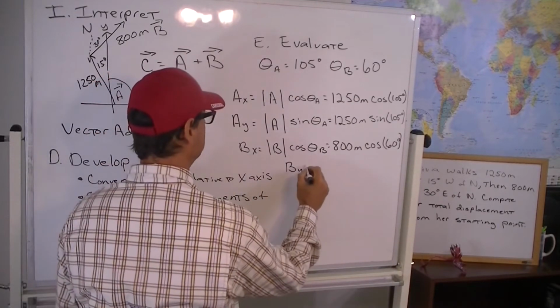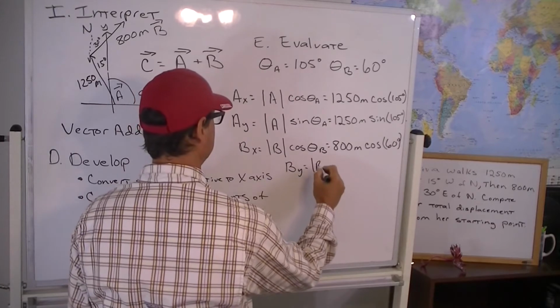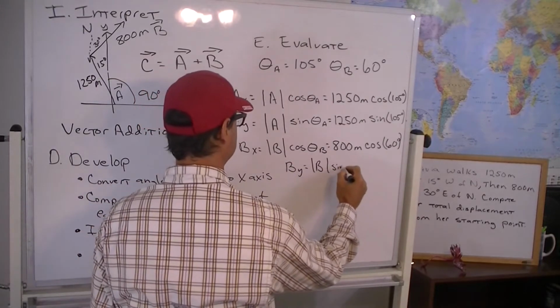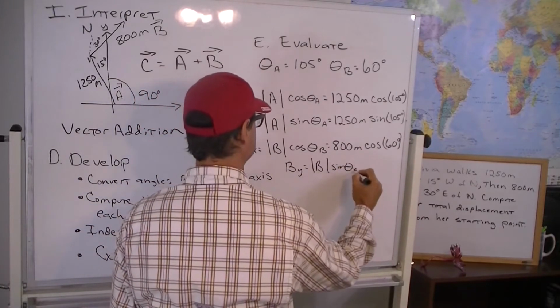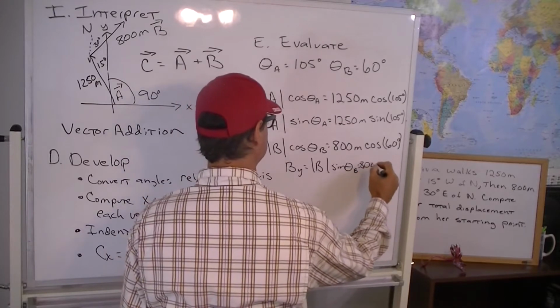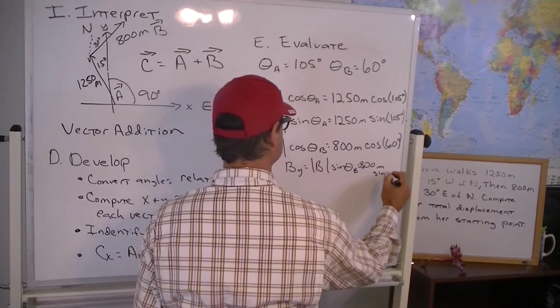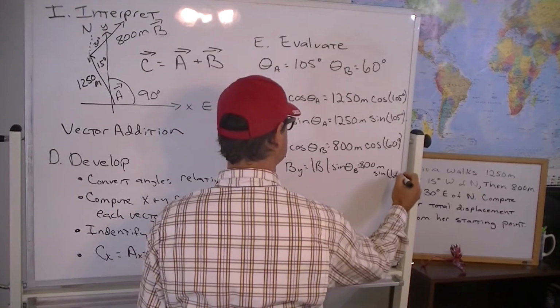The y component of vector B is the magnitude of B times the sine of theta B. So it's 800 meters times the sine of 60 degrees.